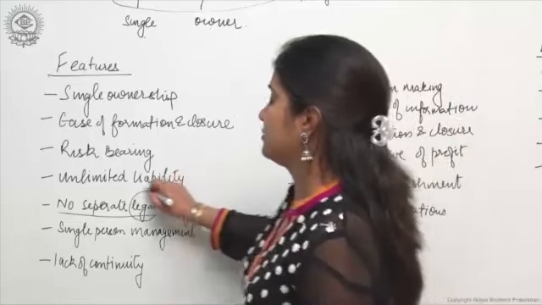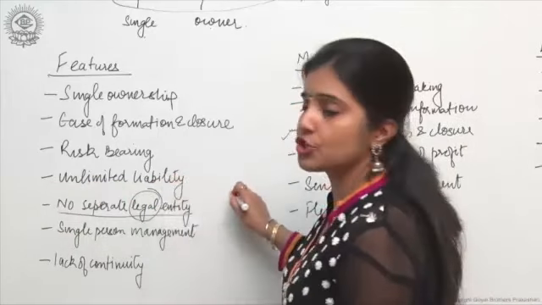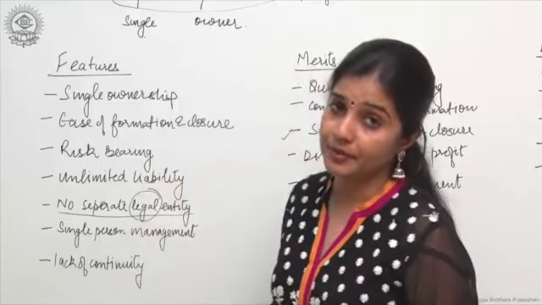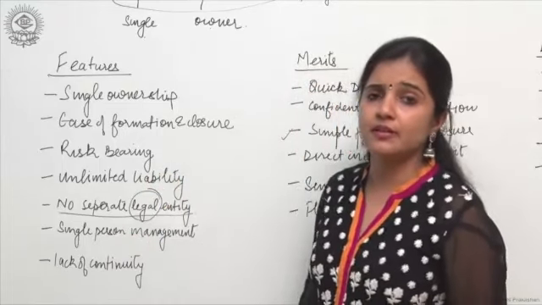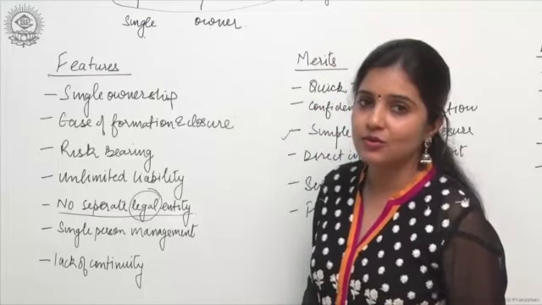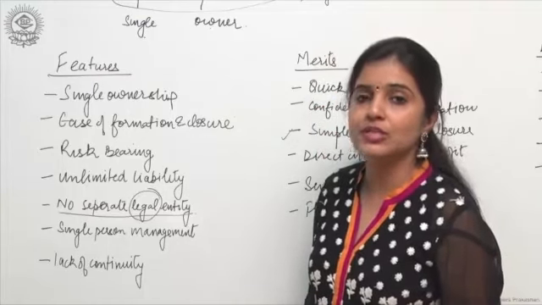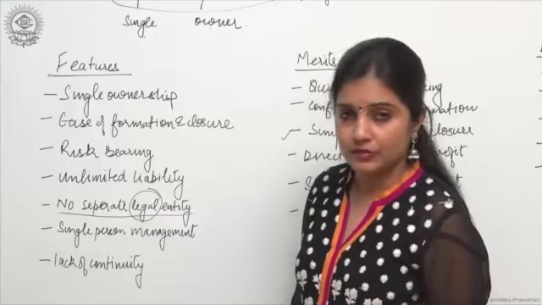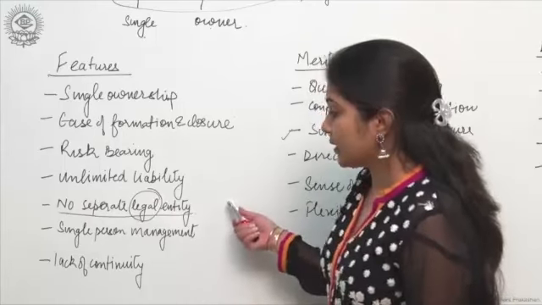When we talk of limitations, the biggest limitation of sole proprietorship form of organization is unlimited liability. For the sole proprietor, it is the biggest limitation. Why? Because even his personal assets are going to be involved in paying off his business liabilities, right? Then what can be the other one?